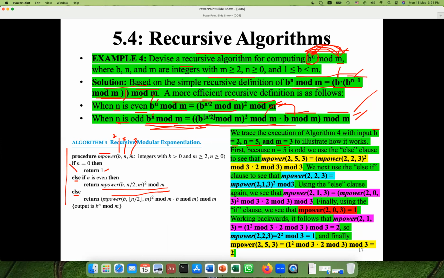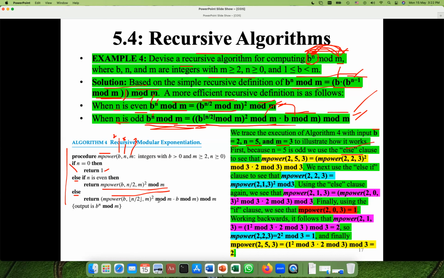So this else portion will work, and it would be m power, b is 2, and 5 divided by 2 is 2.5, and the floor function will give you 2. So 2, 2, and 3. So the else portion will work, and for m power 2, 5, 3, you will have m power 2, 2, 3 squared here. So this would be the situation now.